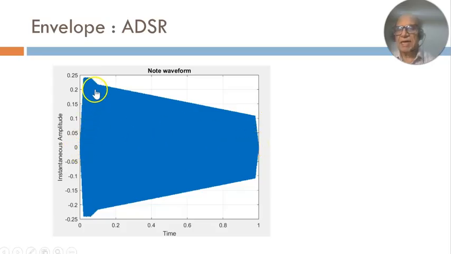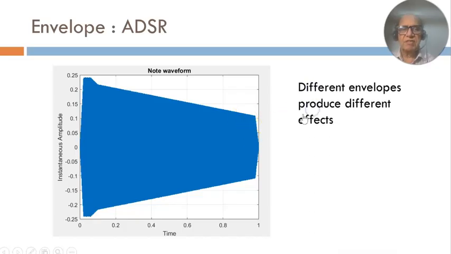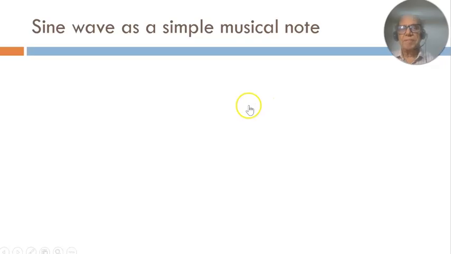So you have attack, A, decay, D, sustain, S, and release, R. These are the 4 phases of the ADSR, and different envelopes will produce different effects. So you may have an ADSR which is sustain type, or it may be dying type, as we have just discussed. Alright, with that background, we are now going to study the generation of a simple musical note.